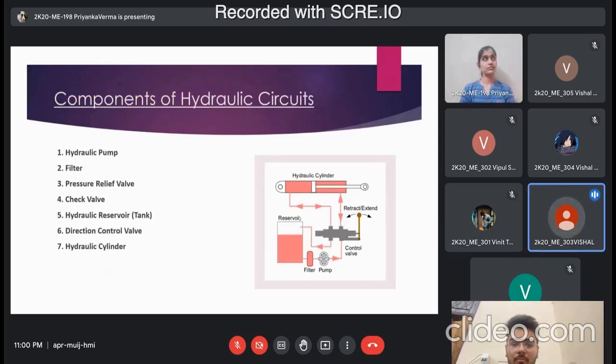Components of hydraulic circuits. There are seven components: hydraulic pump, filter, pressure relief valve, check valve, hydraulic receiver, tank, direction control valve, hydraulic cylinder.